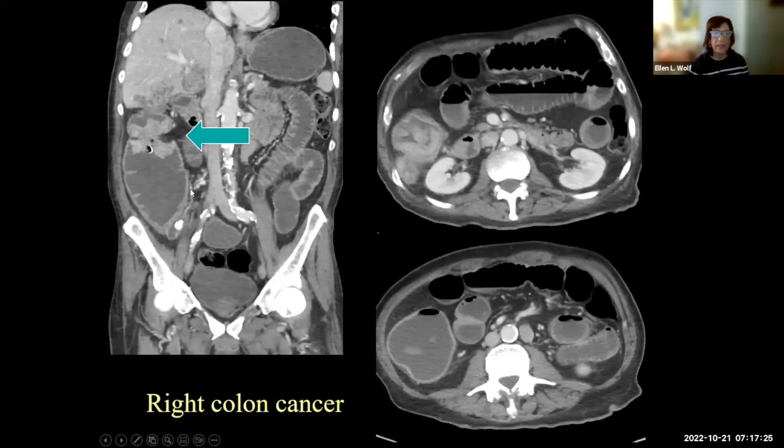So if there's an incompetent ileocecal valve in patients with right colon cancer, fluid can go retrograde into the small bowel, and it can appear as small bowel obstruction when there's actually large bowel obstruction, particularly in right-sided tumors.